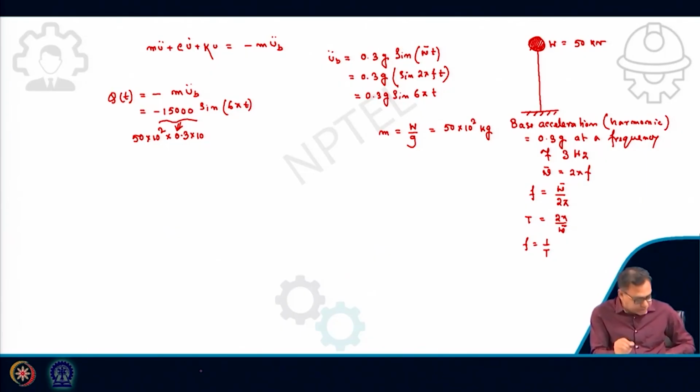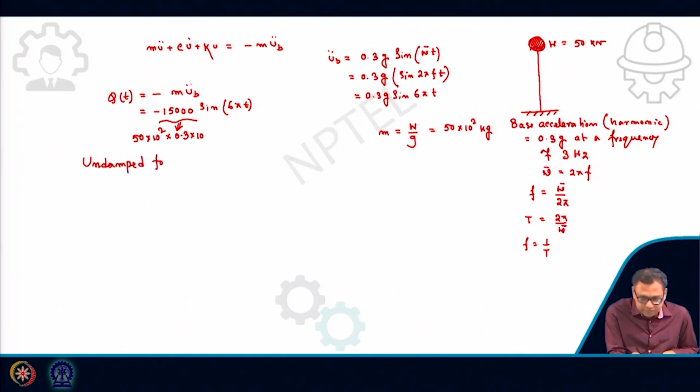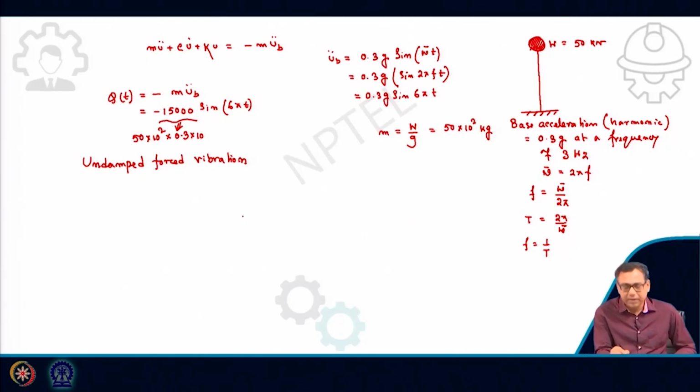Now which type of case is this? Damping is not considered, so this will be undamped forced vibration. Because we have applied an equivalent force which is minus Mb into Ub double dot, that is the forced vibration case.